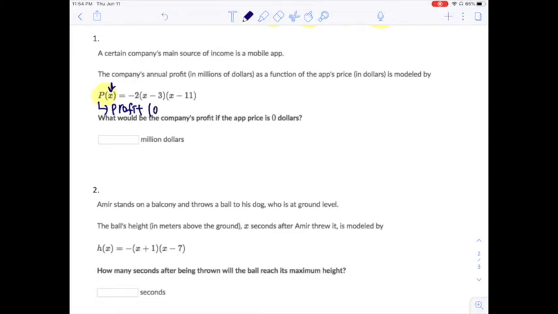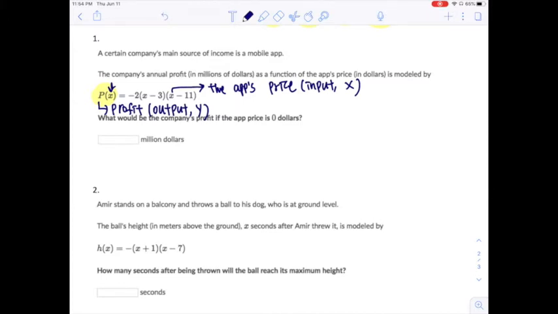This is my output. Or if output confuses you, you can just say that's y. That is your y, right? And then this x value, what is that? That's the app's price. This is my input, which is my x value. All right. So the x value is your input, and profit is your y value, the output.